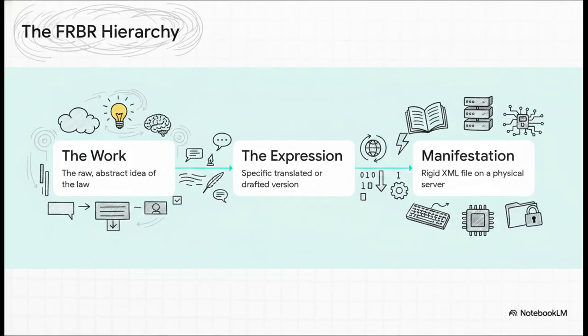Moving right along to Section 3, the FRBR Translation Ladder. So, how does a fuzzy legal concept become concrete digital reality? The legal DOM uses something called the FRBR hierarchy to break this down into 3 totally distinct steps. Step 1 is the work. This is the purely abstract, raw idea of the law, like simply the concept of setting a speed limit. Step 2 is the expression. That's the specific English drafting of that rule. And finally, step 3 is the manifestation, the actual concrete XML file sitting securely on a physical server. Walking down this specific ladder guarantees atomic precision, tracking human intent straight down to the metal.